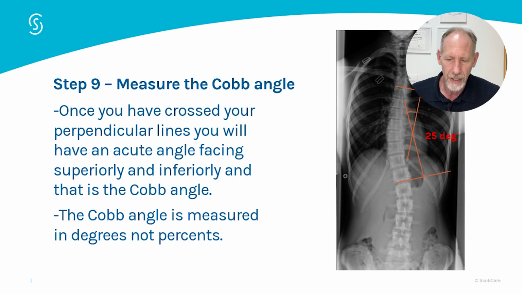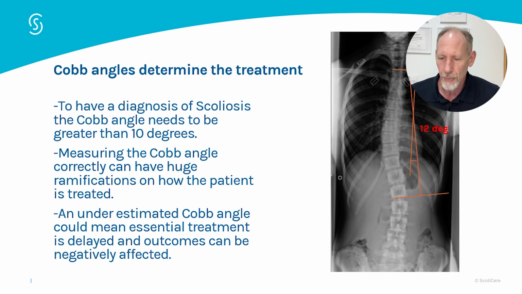But let's say that you don't choose your end plates properly. Maybe you go a couple segments up or a couple segments below, and you find the not most tilted end plates, and you measure this and it turns out to be 12 degrees. Now in this situation, your recommendation may just be monitoring, but in reality, you've got a 25-degree curve that needs immediate treatment in an immature child. So again, it is super duper important to correctly mark these Cobb angles so you can determine what treatment needs to be rendered at what time.